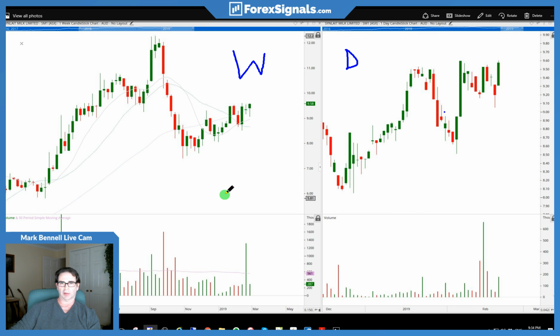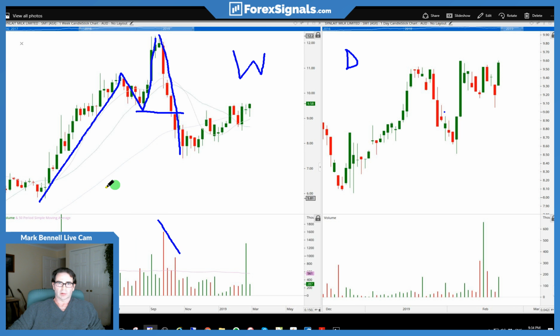No, I haven't seen that one. I think it's recent. Let's have a look at this one. Big exhaustive move through the low. Pullback. High volume. There's a weekly chart.